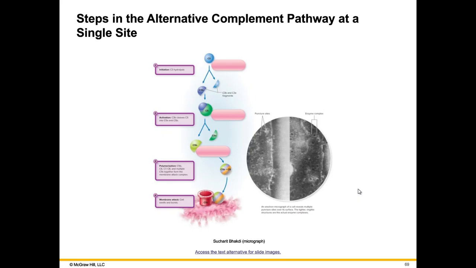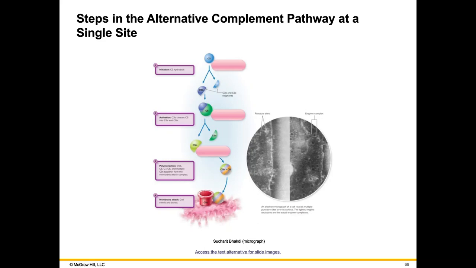So again, the main thing I want y'all to know about it is that complement is a series of a bunch of proteins that have a cascade of events that leads to a response. And in some cases, this response is the MAC attack. And that's where we have these various proteins that are going to work together, we'll say.